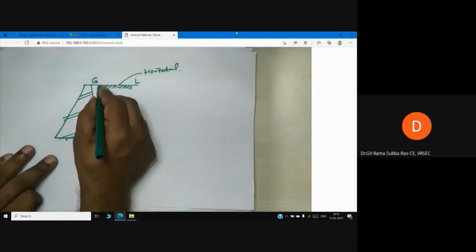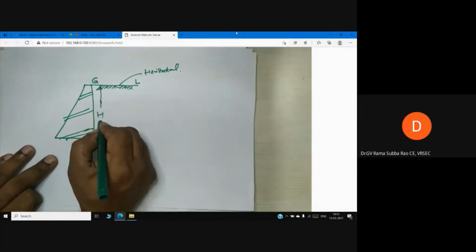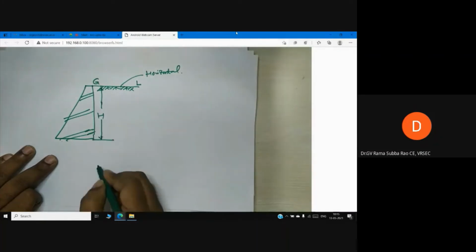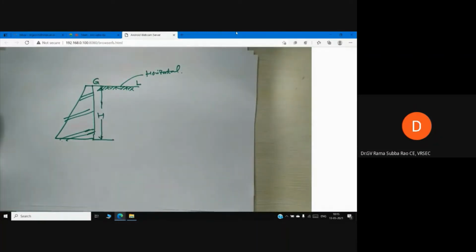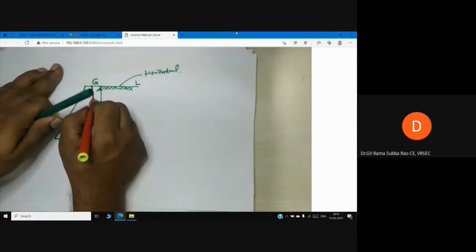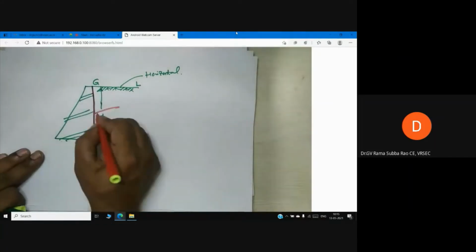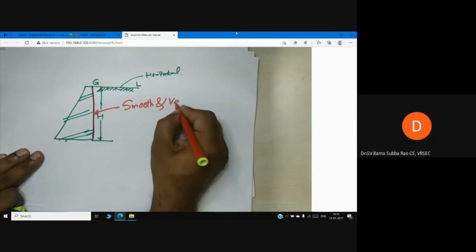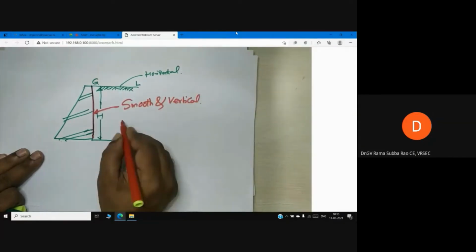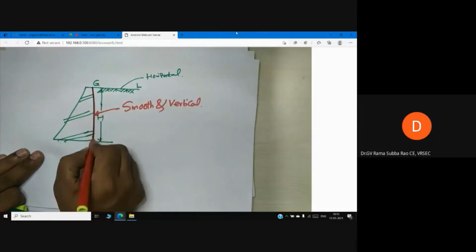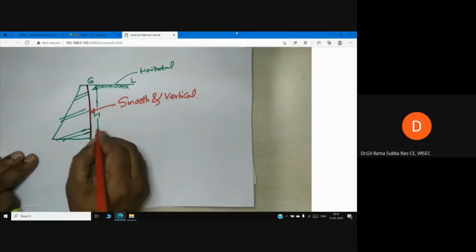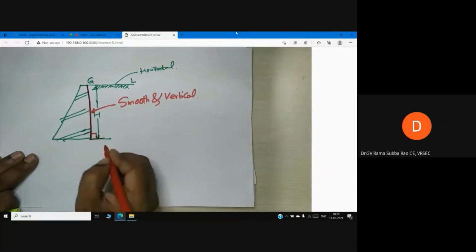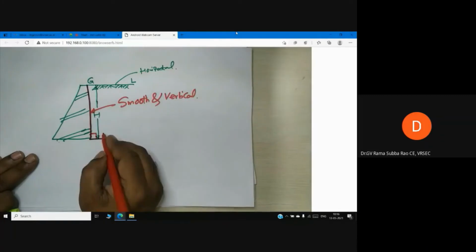You can see this is the height of the wall, H is the height of the wall. Whatever I am showing is very important. Back of the wall is smooth and vertical. If you want to show it is vertical, you draw a perfect straight line. So this is 90 degrees.